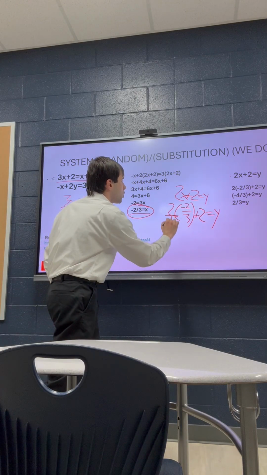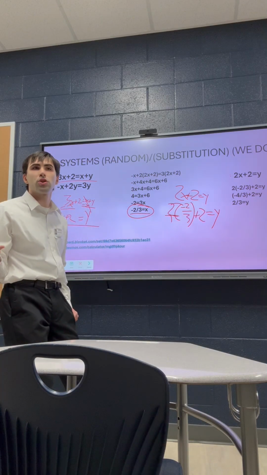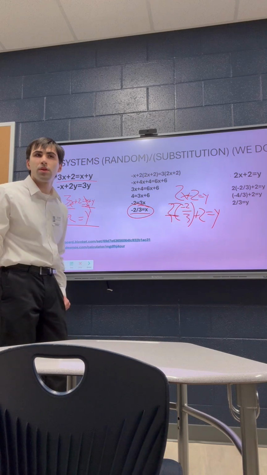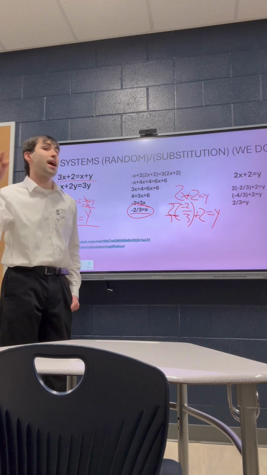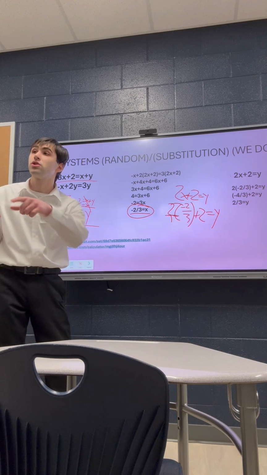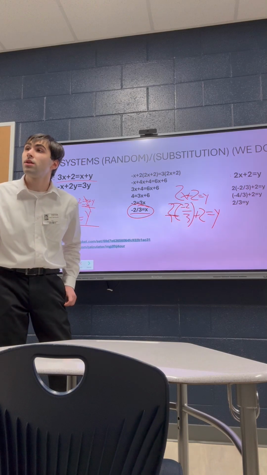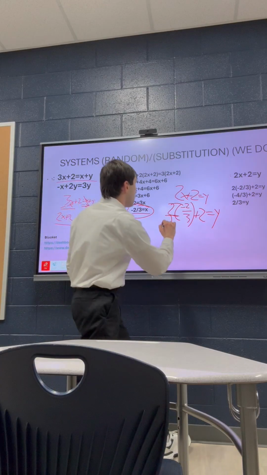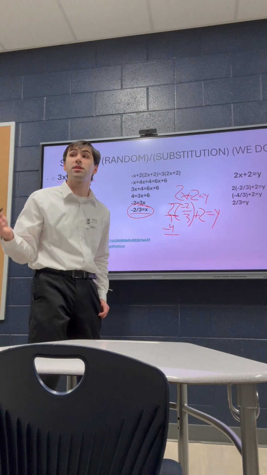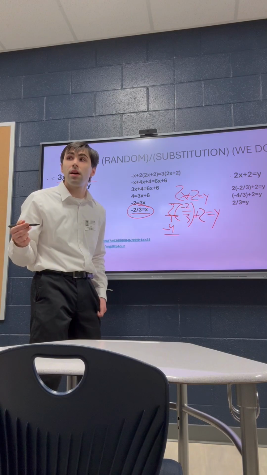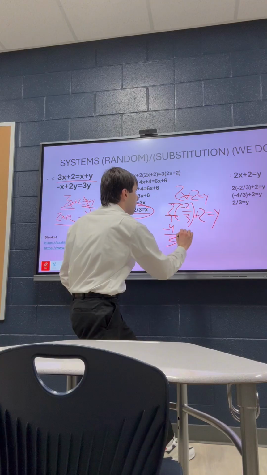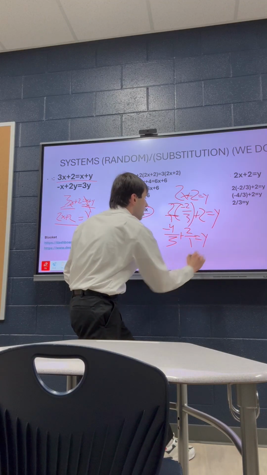What is 2 times negative 2? Let's use a calculator. Negative 4, good. So negative 4, and then what is 1 times 3? Positive 1 times positive 3? 3. So negative 4 over 3 plus 2, we do it over 1.